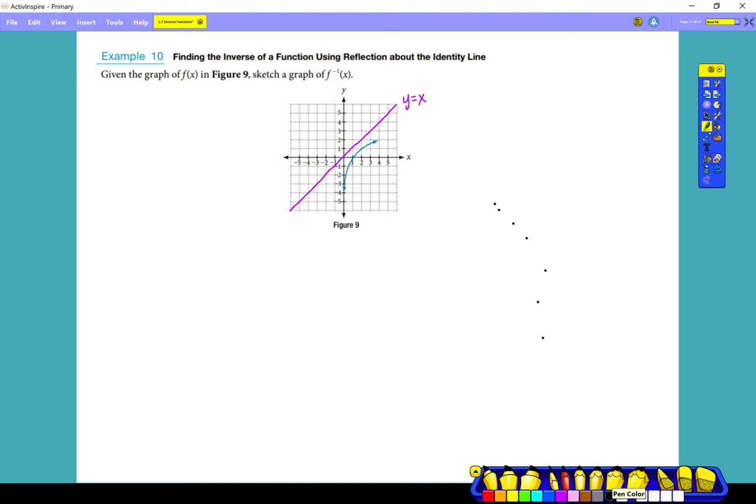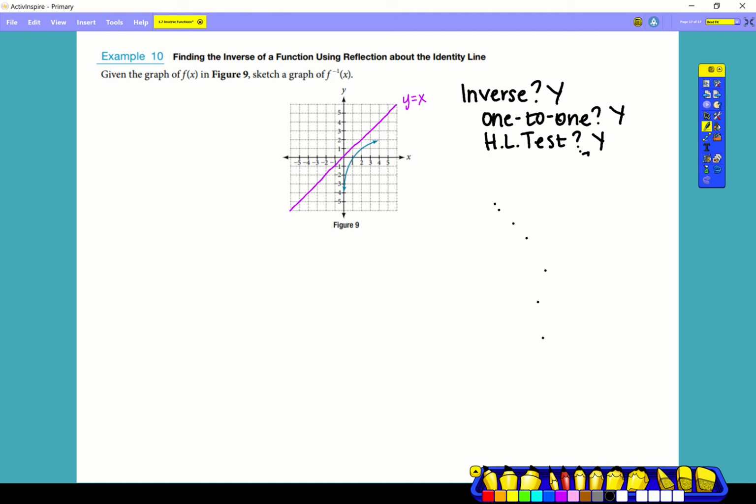So now what are we going to do? Will we have an inverse, first of all? Because we need to check that. Is it 1 to 1? Which means, did it pass the horizontal line test? Well, it looks like it did pass the horizontal line test, so it is 1 to 1, so it will have an inverse. So now what?